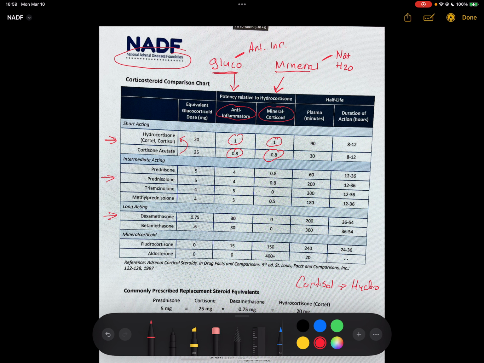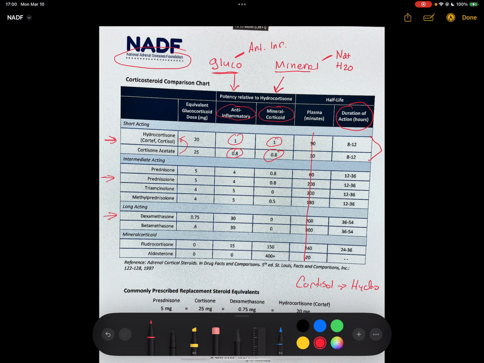The plasma half-life is not, I don't think, as helpful, so I'm going to just put a line through that, because a lot of that is just how long does that medication remain in the blood plasma. So how lipophilic is it, and how quickly is it going to pass into the intracellular environment? And it's really the overall duration of action that I think is most important from a clinical standpoint. And so you can see these short-acting corticosteroids are going to have a duration of action of around 8 to 12 hours, which is the shortest duration of action that you're going to get.